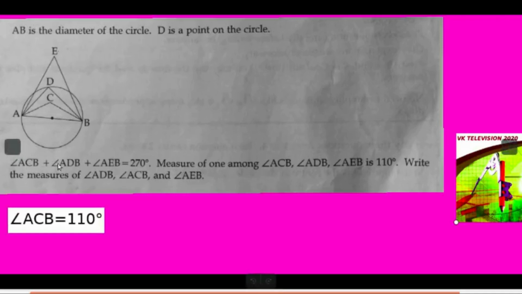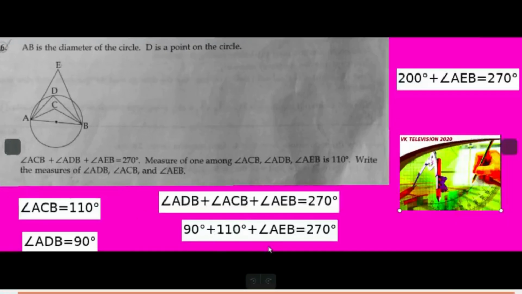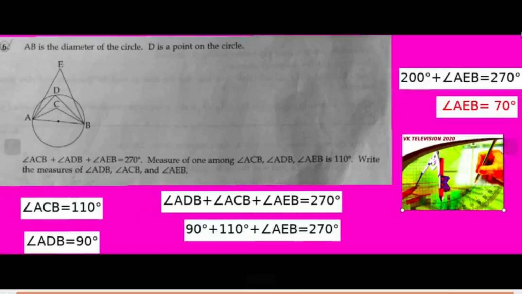Angle ADB is equal to 90 degree, plus angle AEB, is equal to 270 degree. So we replace the value of angle ADB is equal to 90 degree, angle ACB is equal to 110 degree. After simplifying, we obtain the value of angle AEB is equal to 70 degree. That is, this angle is 70 degree.